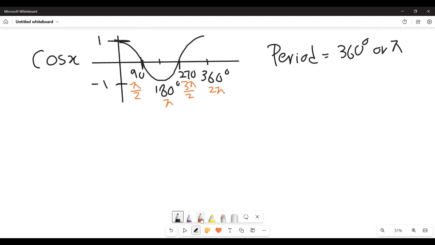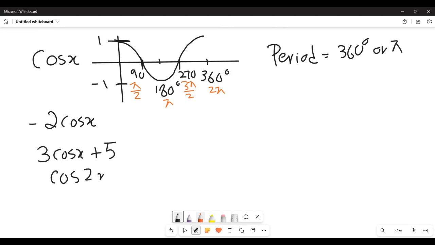All right. Keep this in mind and give me the graph for minus 2 cos x, 3 cos x plus 5, cos 2x, cos half x, cos square x. These are all the transformations.